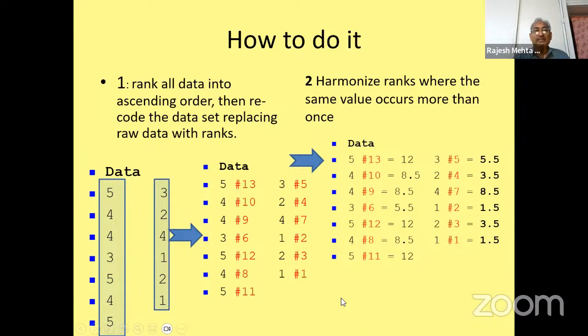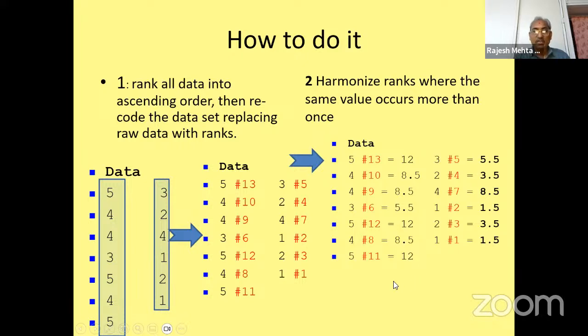Why do we do like this? Because we have very small data. We are combining it in a series of data and we are giving the ranks to it. And because the values are the same, the rank should be the same. So we take an average of that rank and assign that rank to each value. So this is how it is harmonized.